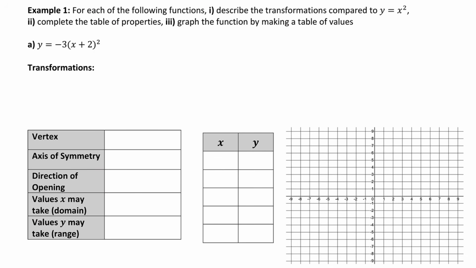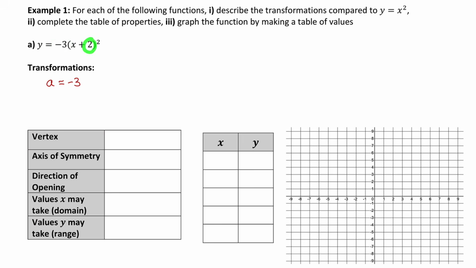So for example 1, it says for each of these following functions, describe the transformations compared to y equals x squared, complete the table of properties, and then graph the function by making a table of values. So I can tell that this quadratic relationship is in vertex form because we have a binomial that is being squared. And then I see two parameters that are transforming that x squared function. This negative 3 is in front of the power, so that means that that's the a value. So I can say the a value is negative 3.